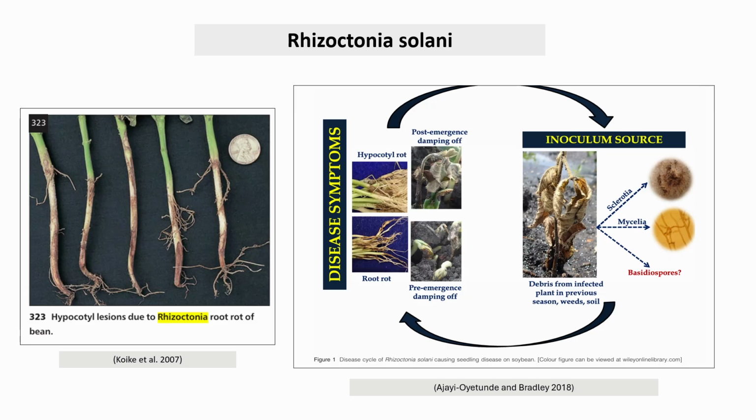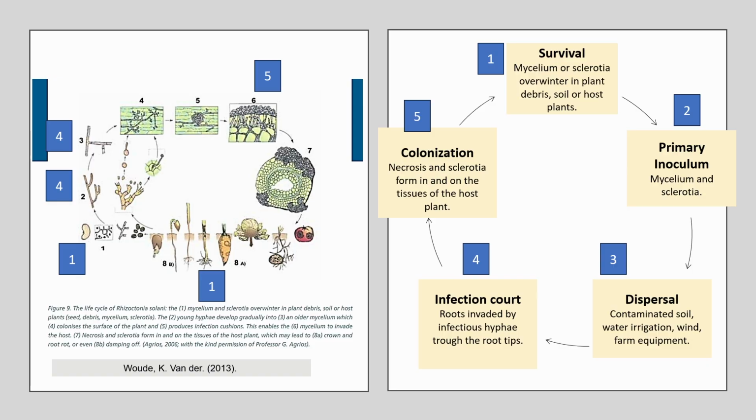So let's talk about the disease cycle. I realized that this pathogen is monocyclic, and I found this nice figure. This author got this figure from the Agrios book, and this message here is very nice because he says, with the kind permission of Professor G. Agrios. And I think Agrios is a very, very nice book. Okay, let's start with the diagram.